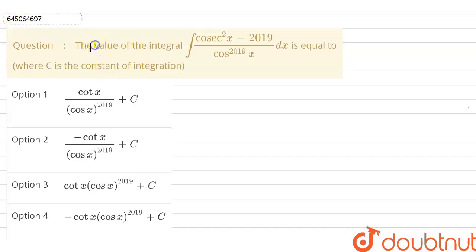Hello everyone. So here we have a question. We have to find the value of the integration of (cosec²x − 2019) over cos^2019 x dx. Here we have four options, and we have to check which option is correct. So I'm going to solve this.